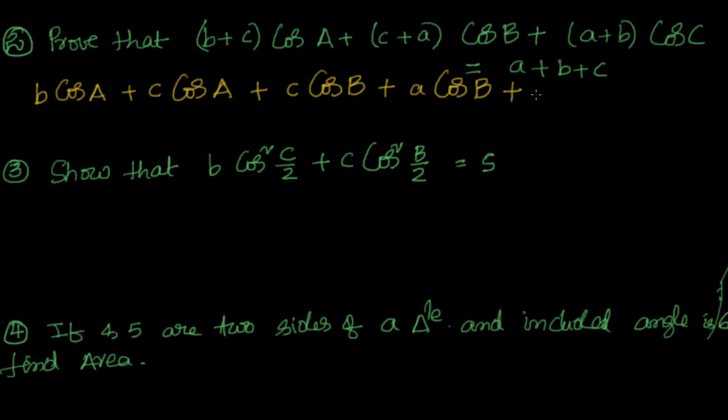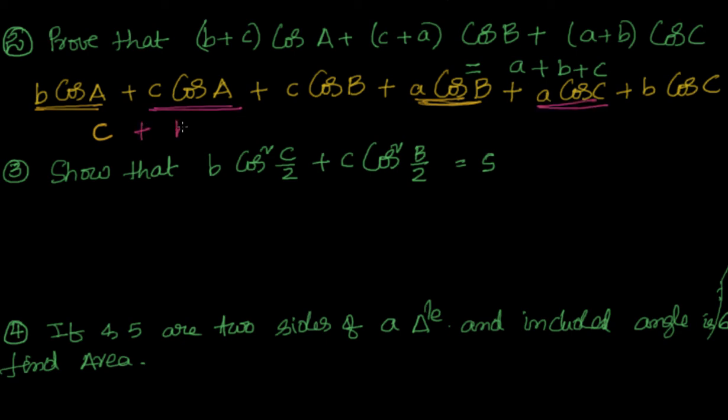If you remember the projection rules, they say that b cos a plus a cos b is equal to c. So this and this, if I add them, is nothing but c. Similarly, c cos a plus a cos c is equal to b. Similarly, c cos b plus b cos c is equal to a. That's nothing but a plus b plus c. So you can see it's just a simple substitution of projection rules.